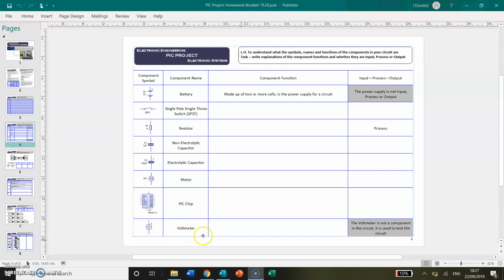Finally, your voltmeter. This doesn't qualify as input, process or output because it is simply a meter which you can use to measure the voltage in the circuit, and you can use it to ensure that the voltage supply is correct at different points of the circuit to make sure that things are turning on and off when they should be.